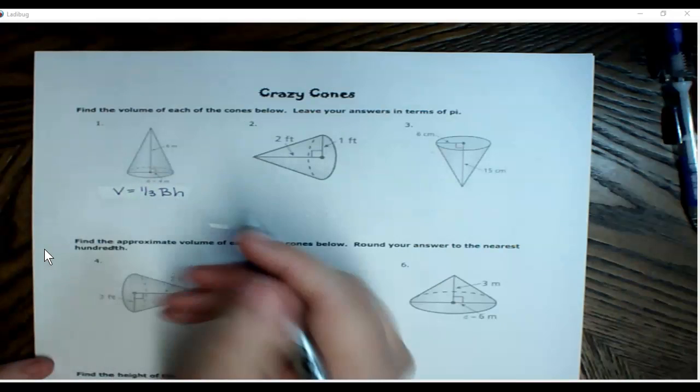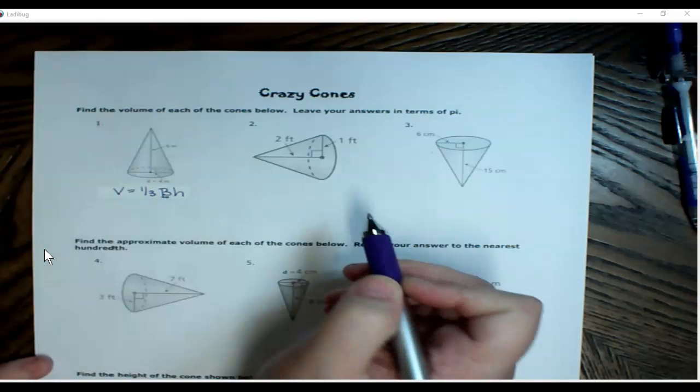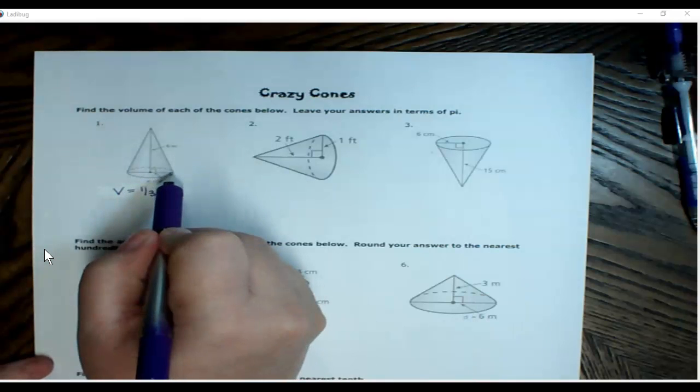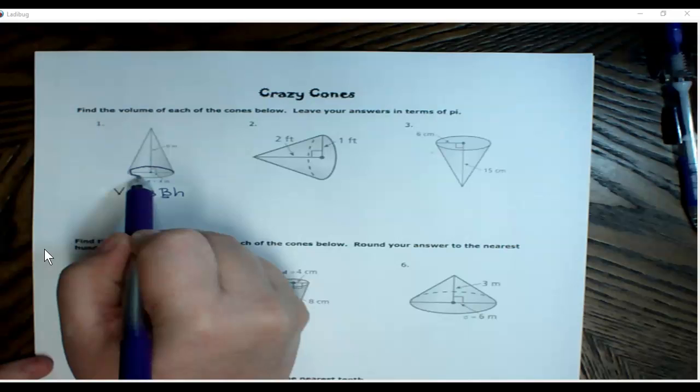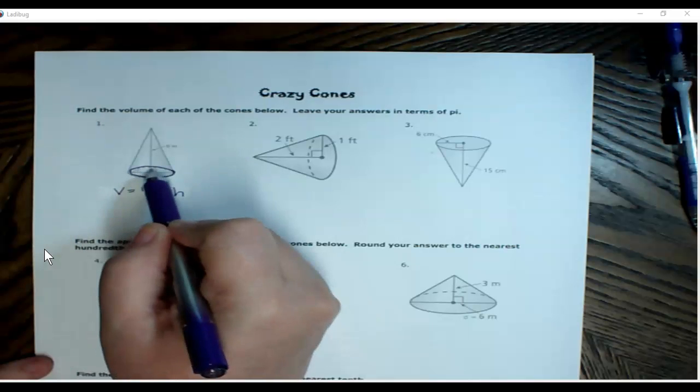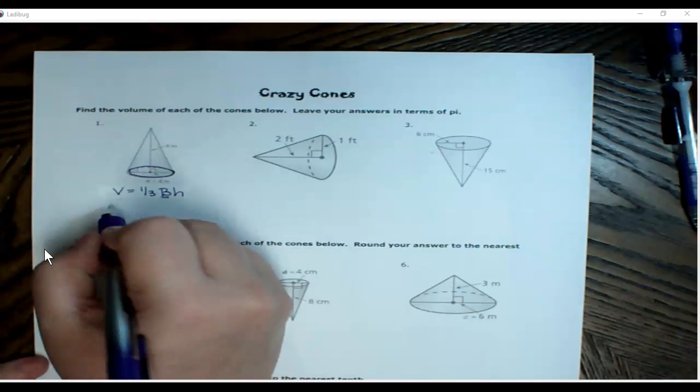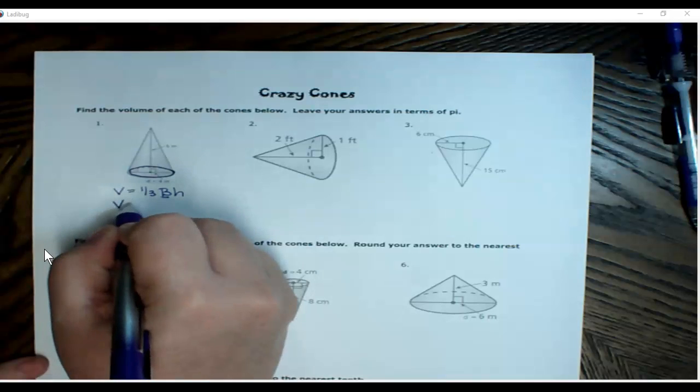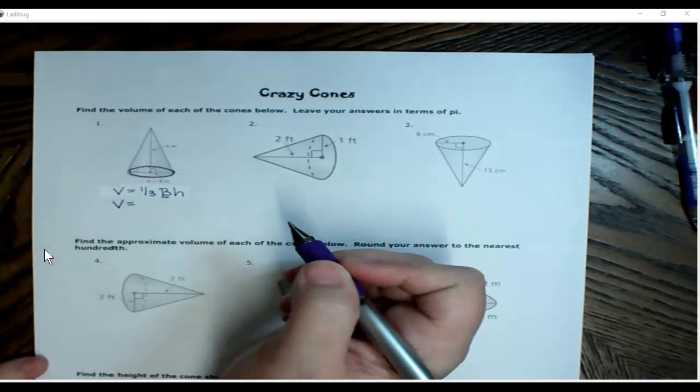Well, we need to figure out, what does this area of the base mean? Well, it means the area of this circular bottom. So how do we find the area of that circle? We're going to substitute that in. We're going to break down this big B formula.